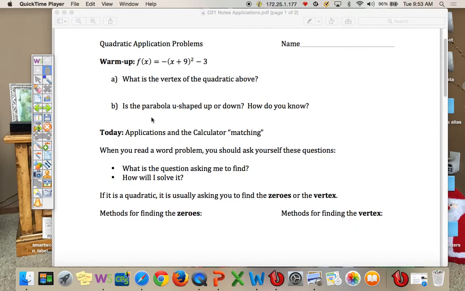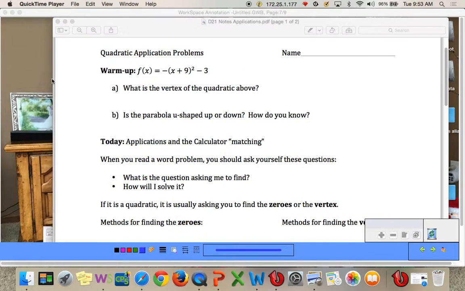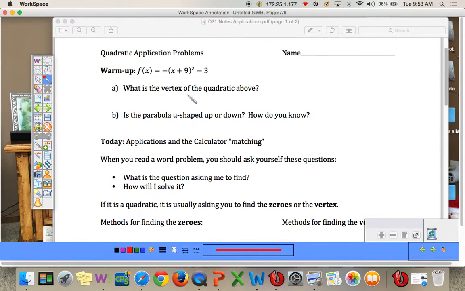We're going to look at quadratic applications, in other words, word problems. We'll start with the review. What is the vertex of the quadratic above? This is in vertex form. You should easily be able to see how it shifts. So think back to shifting up, down, left, and right.